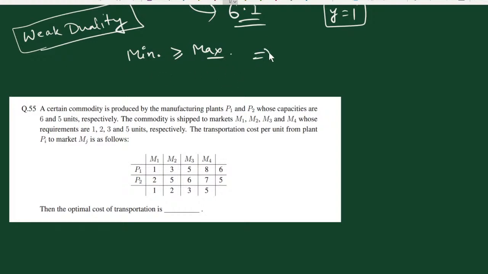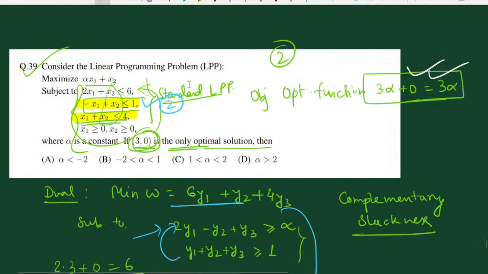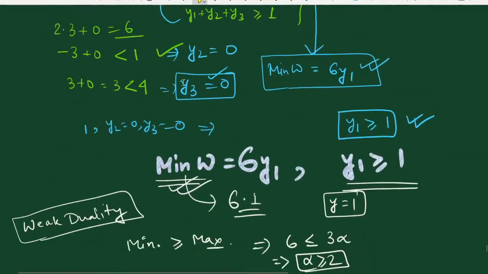Now this implies 6 is less than or equal to 3 alpha. So this implies alpha is greater than or equal to 2. So the correct answer is option D, alpha is greater than 2.